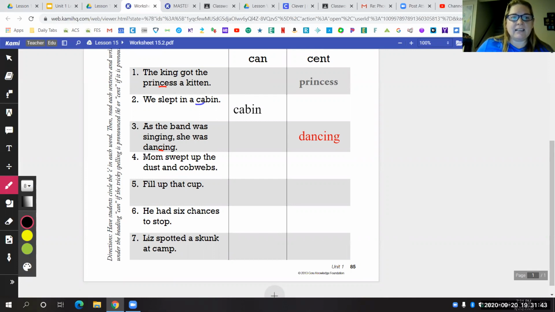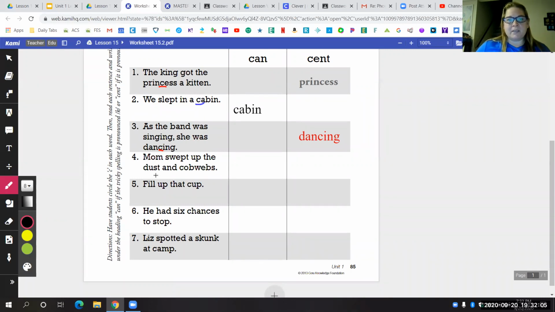Dan King. Does that sound right? Dan King? That doesn't sound right to me. Let's try it a different way. Dancing. That sounds better. That sounds like a word I actually know. Dancing. So we put it under the sound and column.